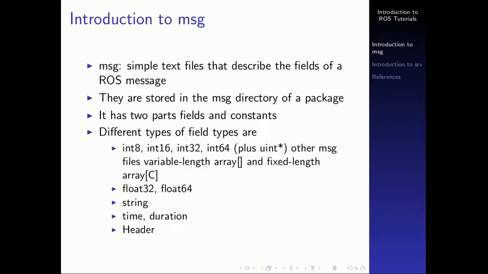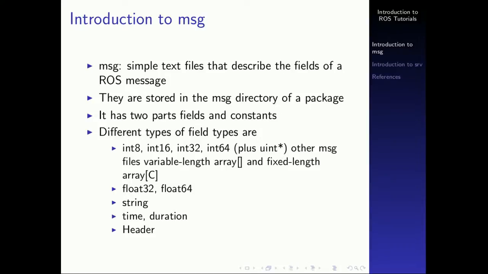Therefore, we can say that MSG files are just simple text files with a field type and field name per line. There are many field types that we can use, such as int8, int16, float32, string, time, array, etc. The field name determines how a data value is referenced in the target language. ROS provides the special Header type to provide a general mechanism for setting frame IDs for libraries like TF.